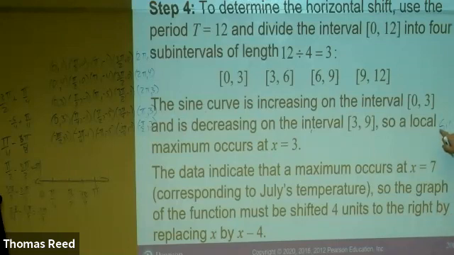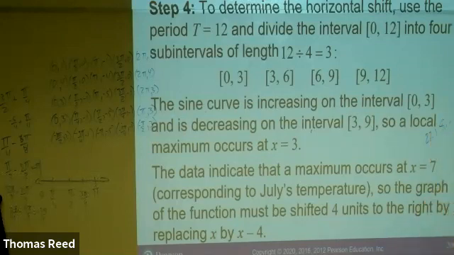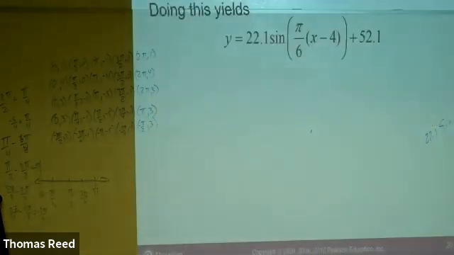Oh, what was out here? I forgot. We would be multiplying sine by, and then plus the 52.1. And I forgot what A was. Oh, A was the 22.1. There you go.